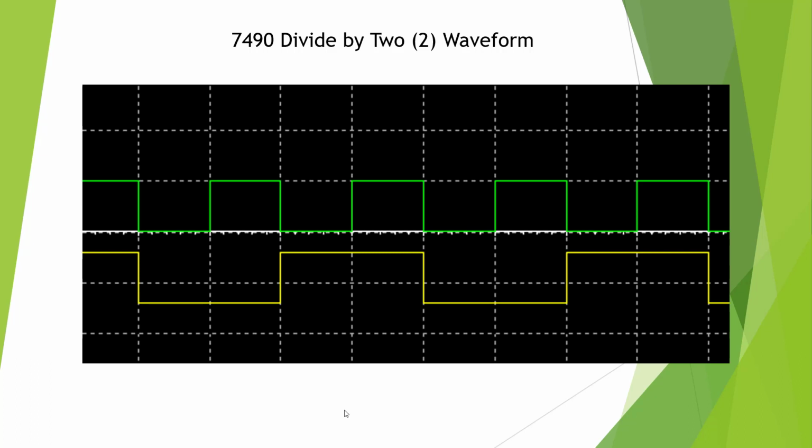Here's the waveform from the 7490 divide by 2. It is a negative edge trigger. The green one is the clock. Here is the divide by 2 on the negative edge and resetting on the negative edge.